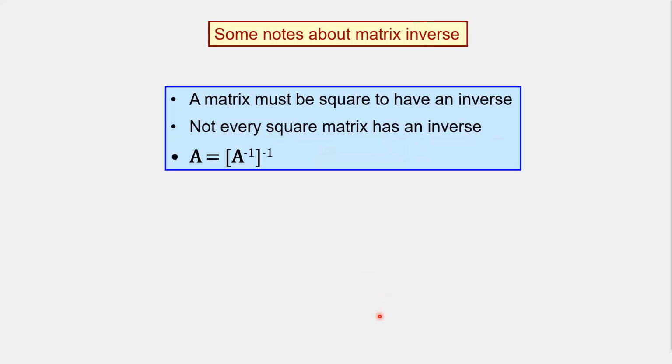So, as I said before, a matrix has to be square if it's going to have an inverse. But just because it's square doesn't mean that it does have an inverse. If a square matrix does not have an inverse, it's called singular. And the inverse of the inverse of a matrix is the original matrix.